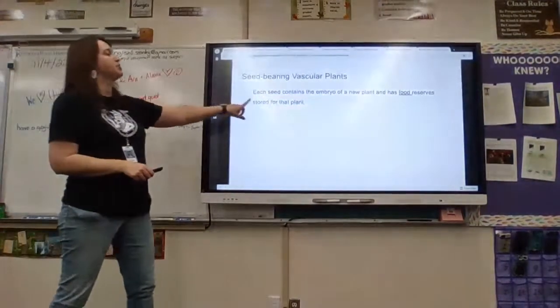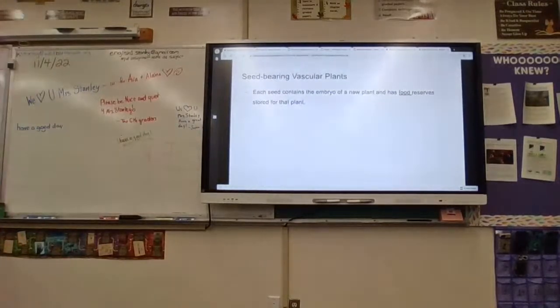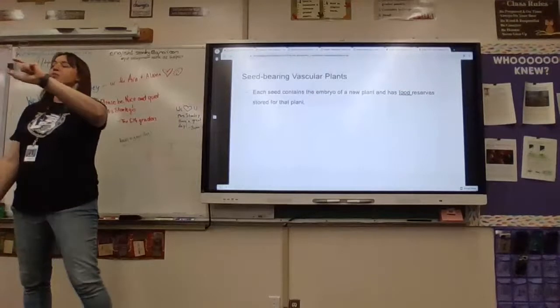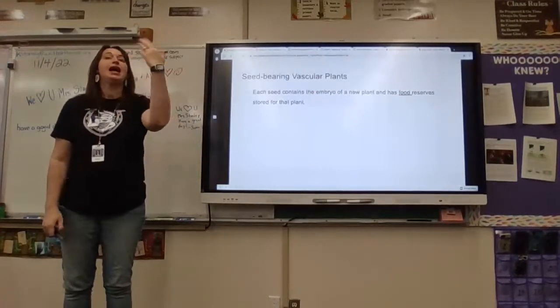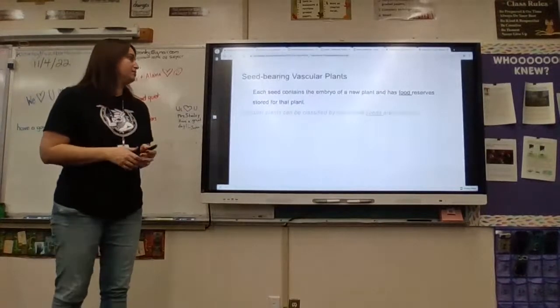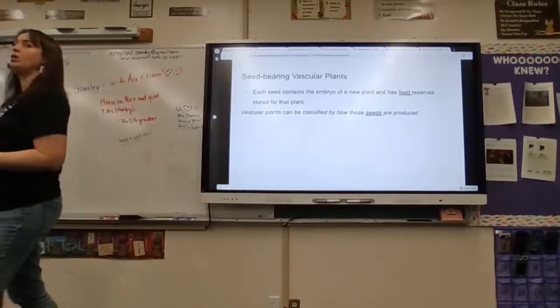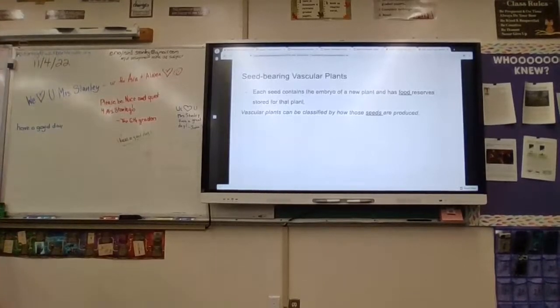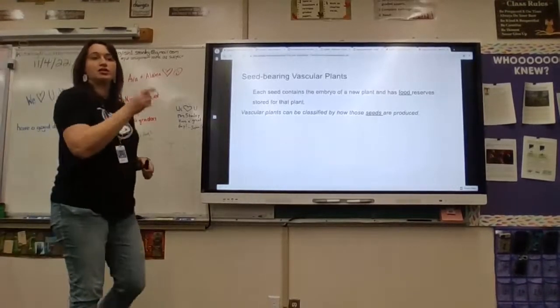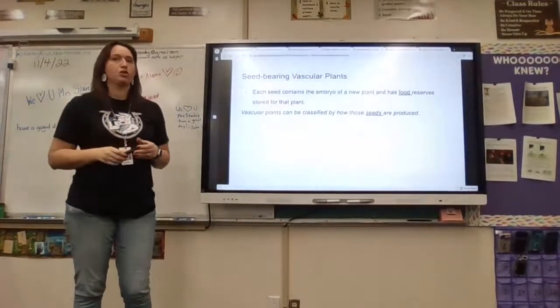So the key thing to remember there is that the seed itself is not the baby plant. It's not the embryo. The seed itself has the embryo and the food reserves for the plant. Vascular plants can be classified by how those seeds are produced. So we're going to talk about those distinctions now, and this comes into play on your org chart in a sec.